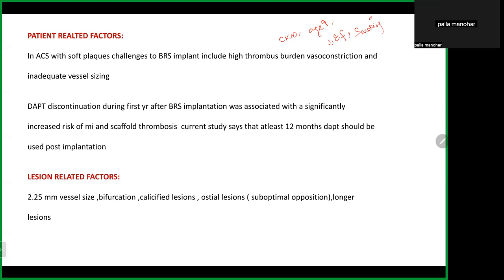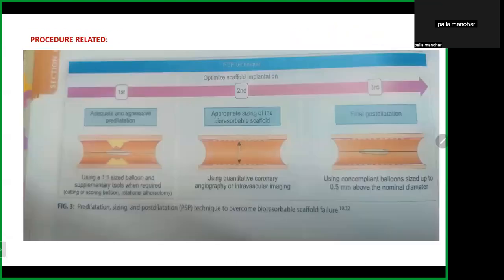So the thing is, whenever you think of a scaffold, the lesion should be straightforward, and it should not have a high thrombus burden nor calcium, and it should not be a lengthy lesion, and the trackability should be good. The vessel should not be tortuous.